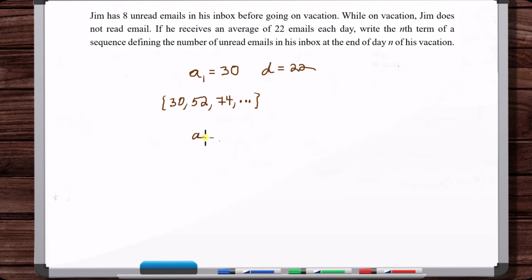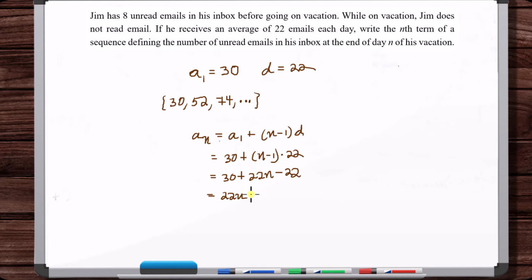So, like we did in the previous problems, A sub n is A1 plus n minus 1 times D. So this is 30 plus n minus 1 times 22. 30 plus 22n minus 22. So this is 22n plus 8. And that's your answer.